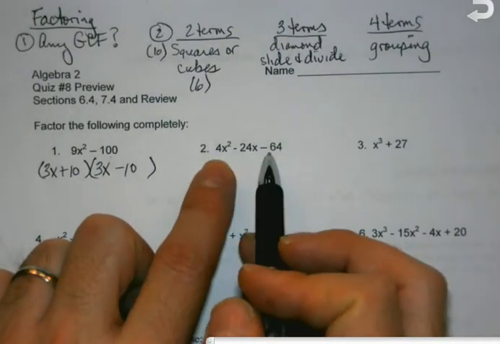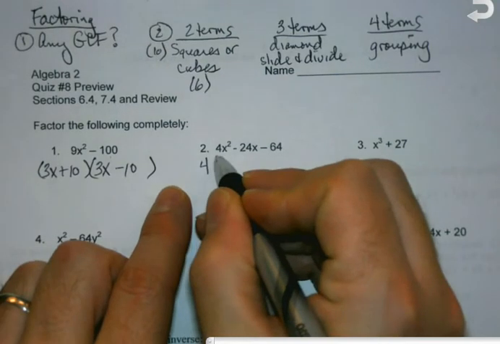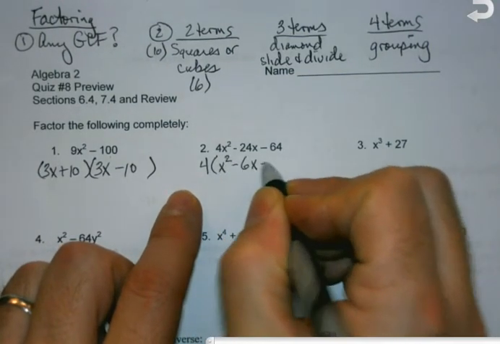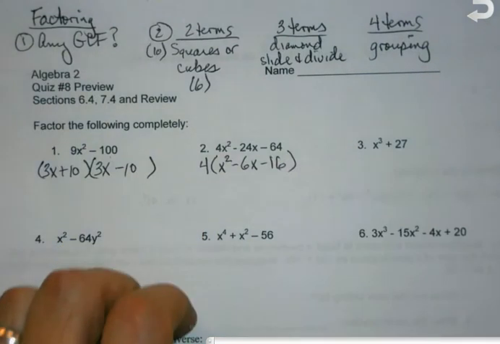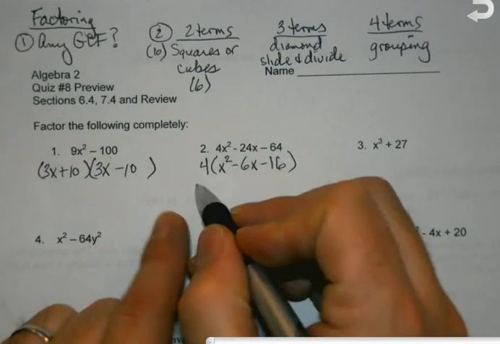Anything in common on number 2? Okay, I take a 4 out. That just made life easier. I could have done slide and divide on this, but again, the numbers are going to get kind of big. I'd have had to multiply to negative 256 and add to negative 24. I don't want to mess with all that. If I take the 4 out, now I can do a diamond on this.